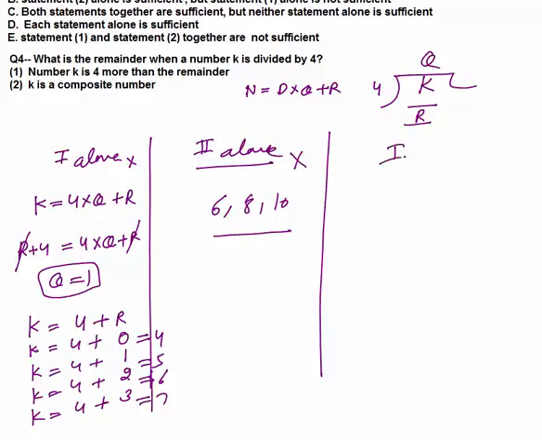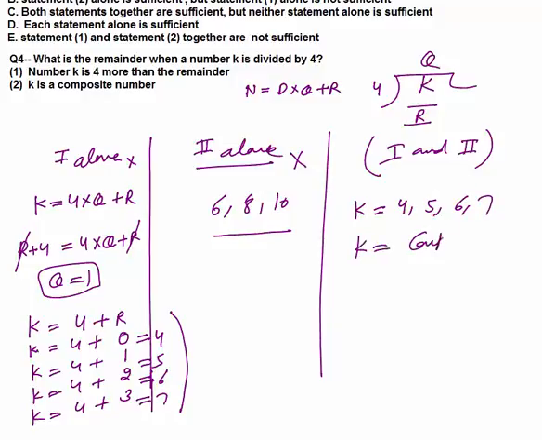Now combine 1 and 2. Whenever statements individually are not sufficient, you have to combine. Combining means we assume that 1 as well as 2 both are true. From 1 we are getting k as 4, 5, 6 and 7, and from second, k is a composite number. Now k can't be 5 or 7 because 5 and 7 are prime numbers. So we are only left with k equal to 4 or 6.